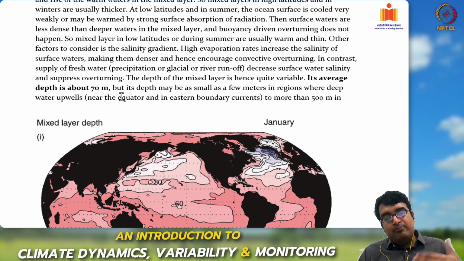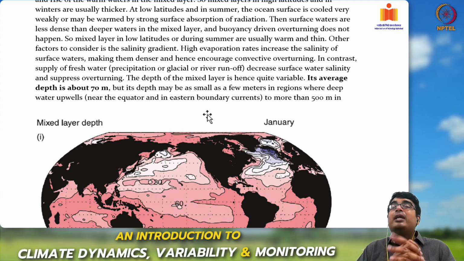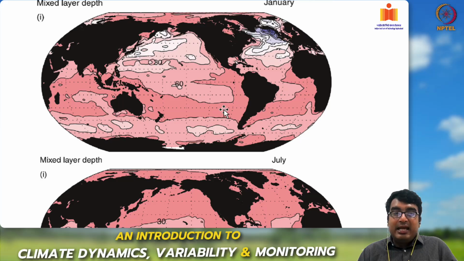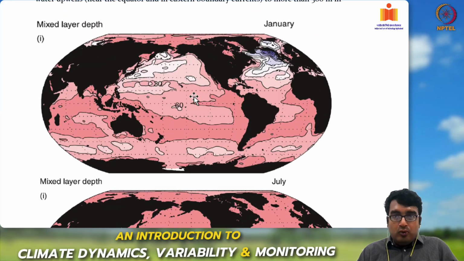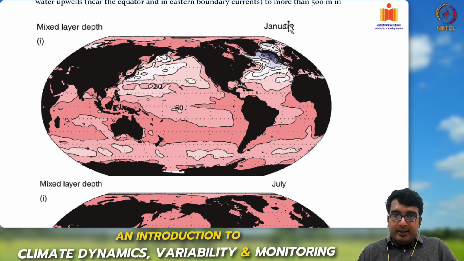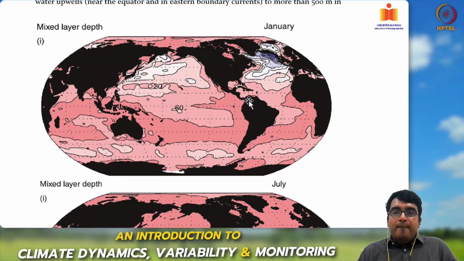But in some regions, it may be as low as 20-30 meters near the equator. And in some regions, especially in the high latitudes where there is strong upwelling and downwelling of ocean currents, it can be more than 500 meters deep. And this fact can be seen in the mixed layer depth values over the globe. So here we have the contours, say in the northern hemisphere winter in January, and red regions are thin regions, blue regions and white regions are very thick regions.